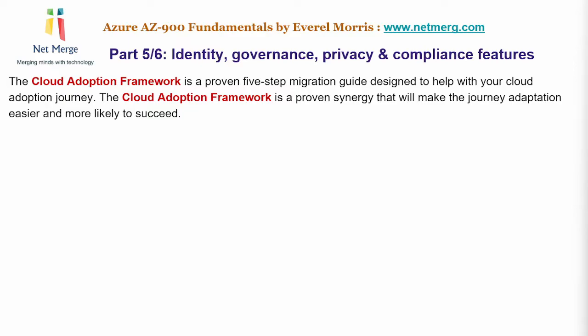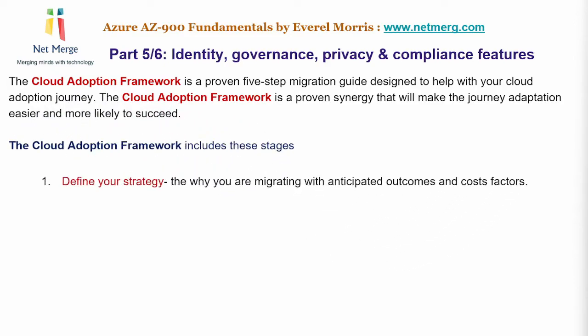Now let's move on. I'm going to talk about Cloud Adoption Framework, and it's actually a framework that you would follow if you want to adopt the cloud, if you want to migrate into the cloud. So you want to move away from your off-premises solution and move into Azure. It's a proven five-step migration guide designed to help you successfully move into the cloud. So we're going to be talking about that as a synergy. Let's take a look at the framework and what's included in it.